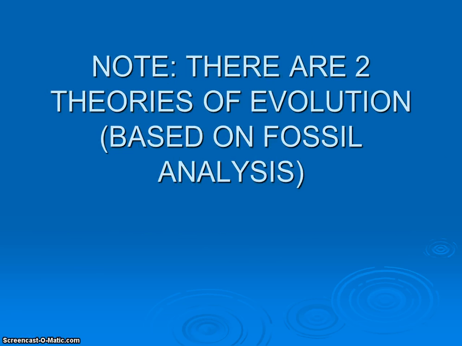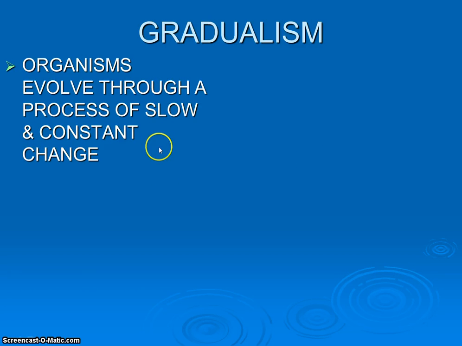Which brings us to our last point: using this fossil analysis and phylogeny, there are two major big ideas that we started to see a little bit in the fossil organizational activity that you did in class. The two competing theories of evolution are really two schools of thought, but they're radically different. One is the idea of gradualism. That says that essentially organisms evolve very slowly through a process of slow, constant change.